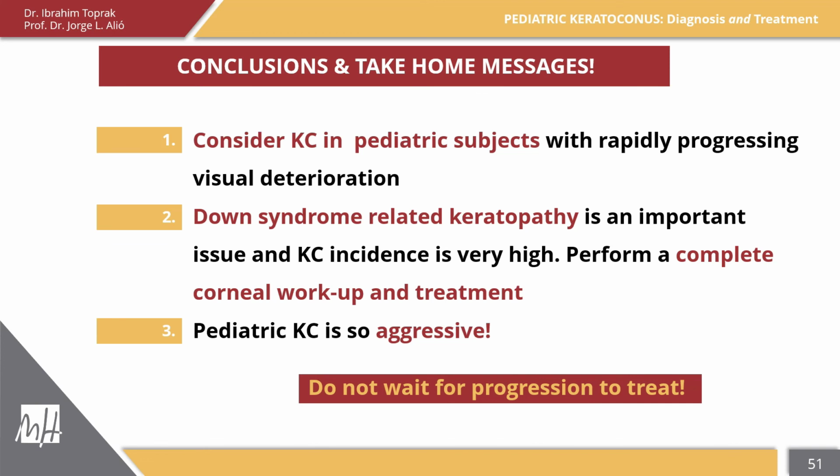Conclusions and take-home message. Consider keratoconus in pediatric subjects with rapidly progressing visual deterioration. Down syndrome-related keratopathy is an important issue and keratoconus incidence is very high. Perform a complete corneal workup and immediate treatment. Most importantly, pediatric keratoconus is so aggressive. Don't wait for progression to treat.